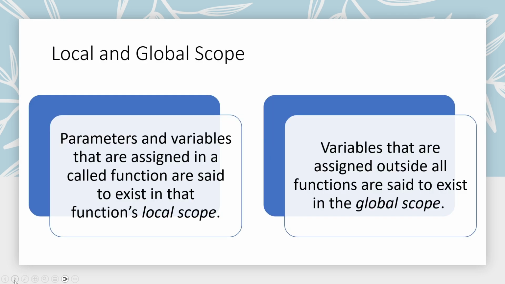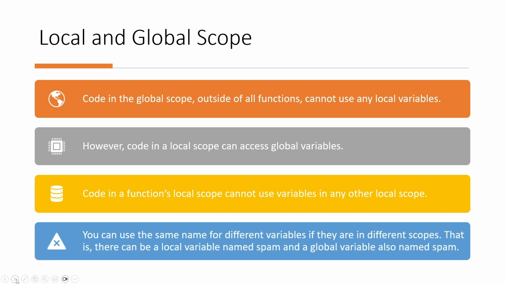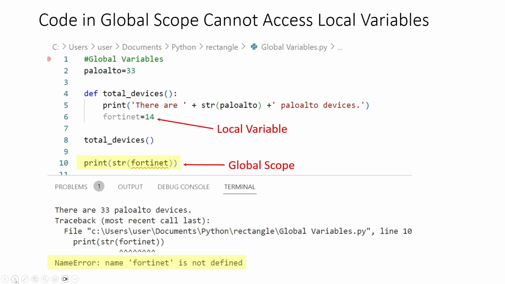Now the scope of the variables, parameters and variables that are assigned in a called function, are said to exist in that local scope. Variables that are assigned outside the functions are in the global scope. So let's take a closer look like this. Code in the global scope outside of all functions cannot use any local variables. However, code in the local scope can access global variables. Code in a function's local scope cannot use variables in any other local scope. And I can reuse the same name for different variables if they are in different scopes. So let's take a more detailed look at what these scopes look like.